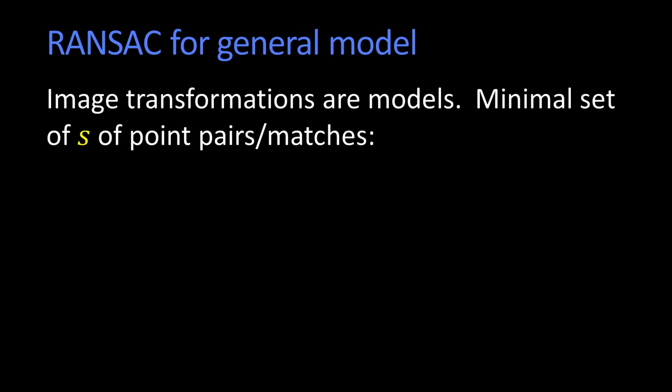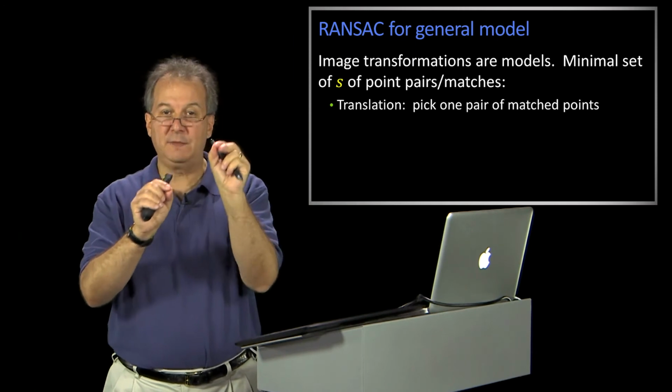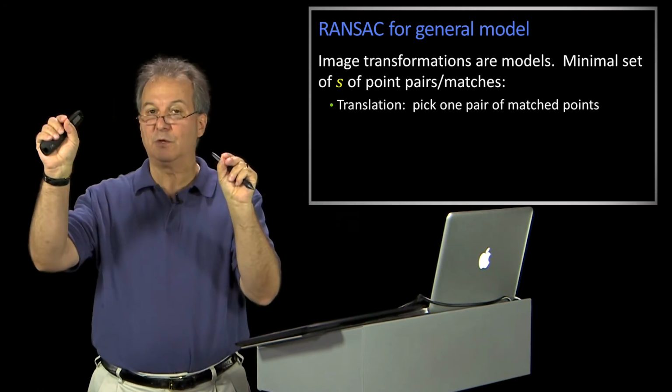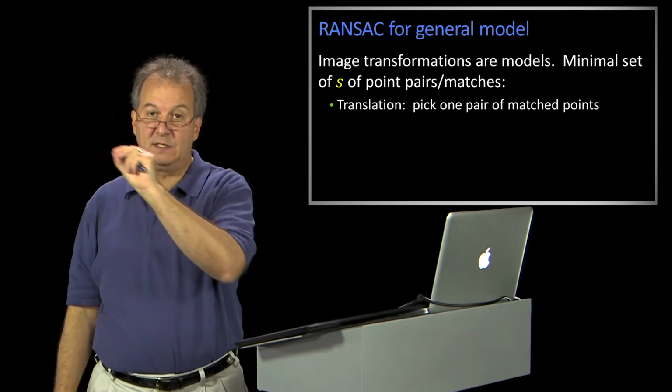Well, first of all, what are we sampling from? We're sampling from proposed matches, corresponding pairs of points. So suppose I think that one image is just a translation of another image. So the transformation is a translation. How many pairs do I need? 1, because if you tell me where this point A is in this other image, I now know the translational shift between any 2 points.